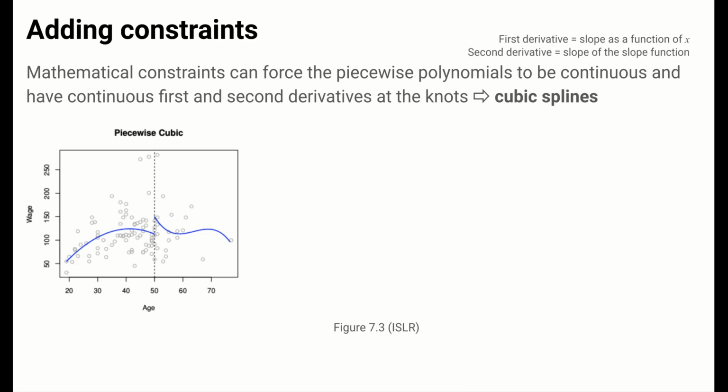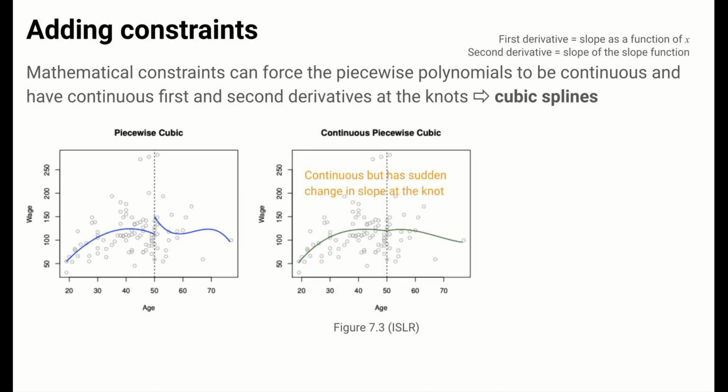Mathematical constraints can force the piecewise polynomials to be continuous and have continuous first and second derivatives at the knots. Having continuous first and second derivatives means that the function will have continuous slopes and continuous slope of slopes. The functions that arise are called cubic splines. This second plot attempts to fix the discontinuity of the piecewise polynomial shown on the left, but it has only been constrained to be continuous at the knot, not necessarily to have continuous first and second derivatives.